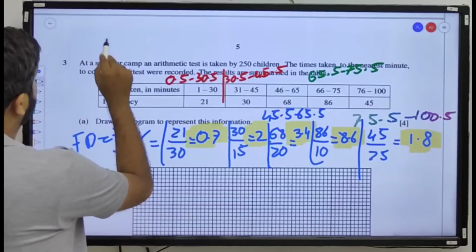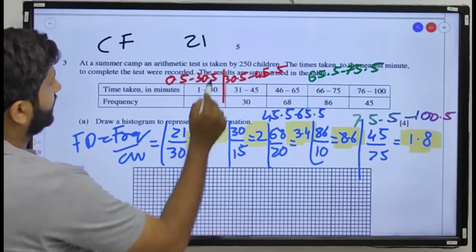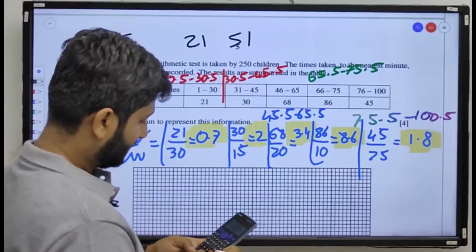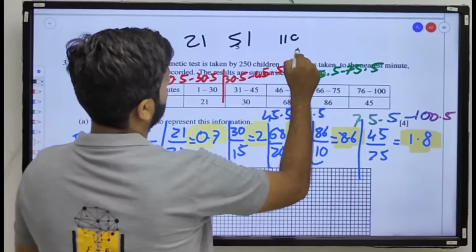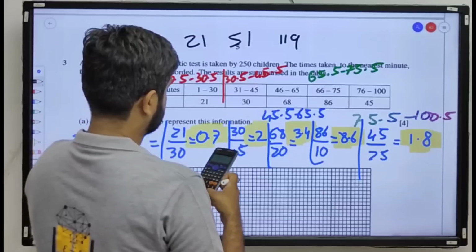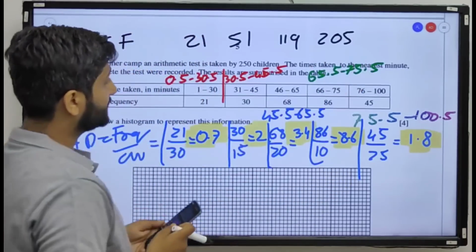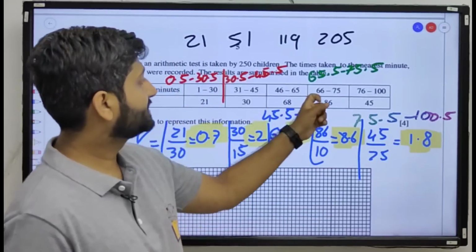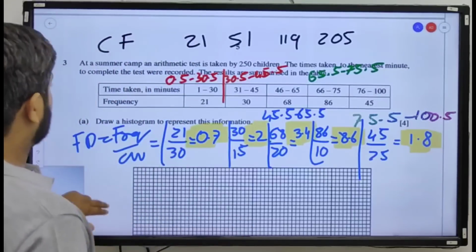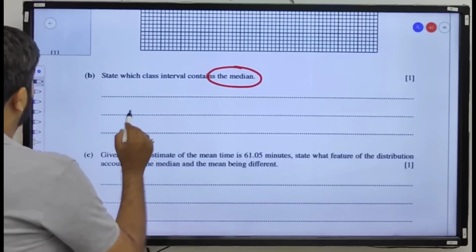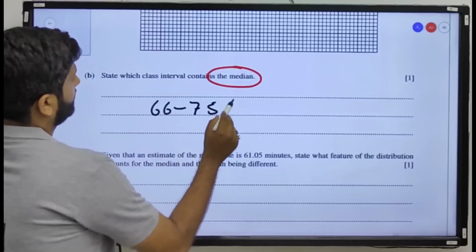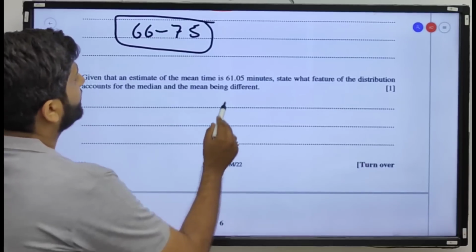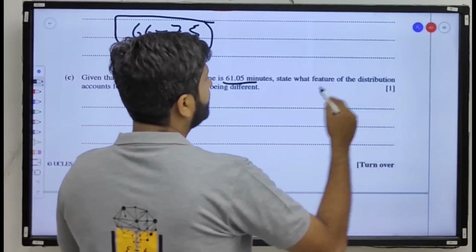Let us find this out by cumulative frequency. This is 21, 21 plus 30 is 51, 51 plus 68 is 119, 119 plus 86 is 205. So as you can clearly see, your 125th data and 126th data lie between 66 and 75. So your median class is between 66 and 75.